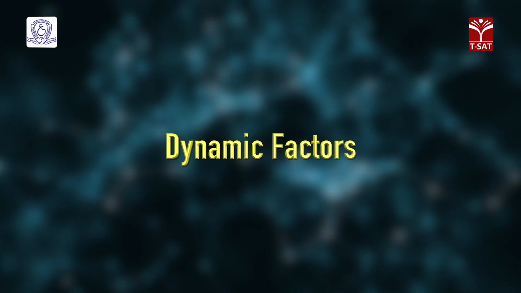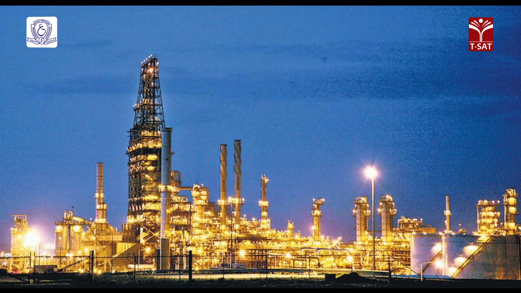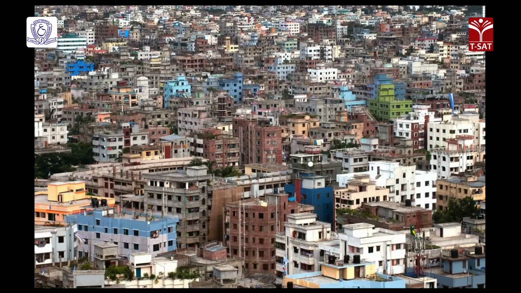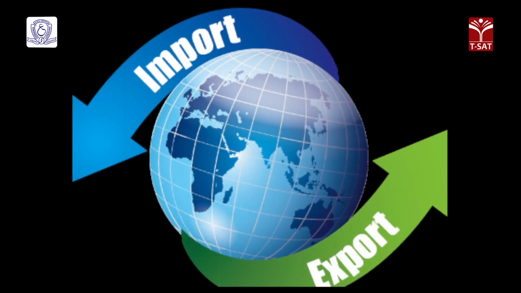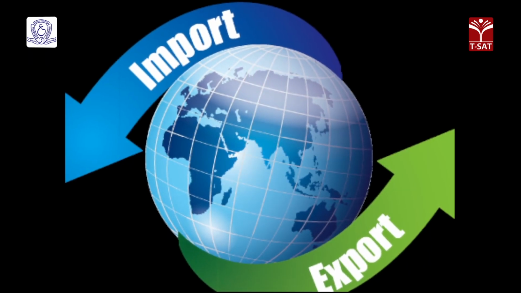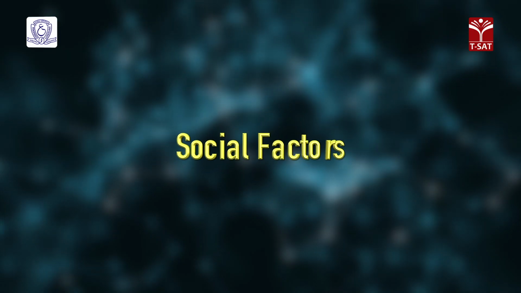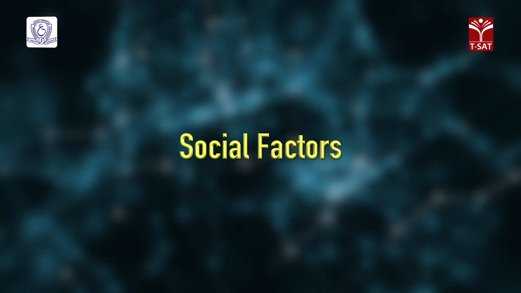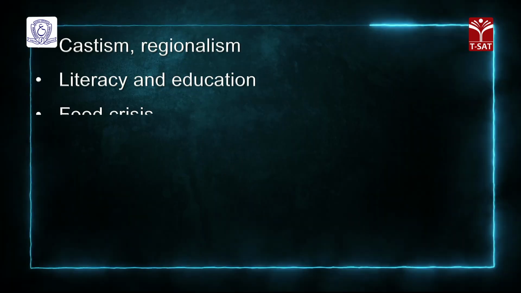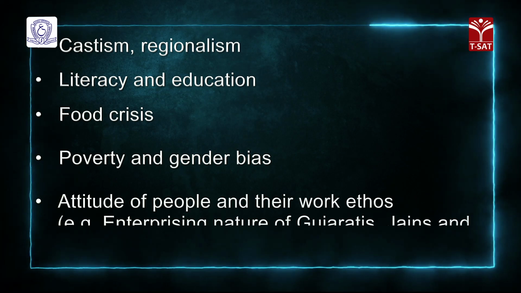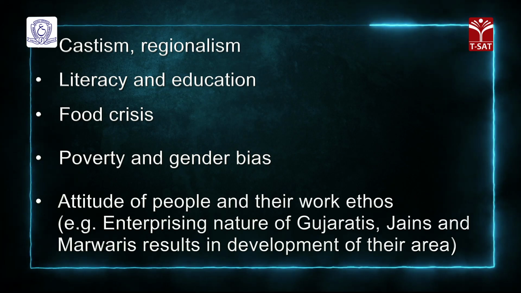Another factor is the dynamic factor. It includes factors such as industrialization, urbanization, government policies, import, export, role of international institutions. Social factors: casteism, regionalism, literacy, education, food crisis, poverty and gender bias, attitude of people and their work ethos. For example, the enterprising nature of Gujaratis, Jains, Marwaris results in development of that area.